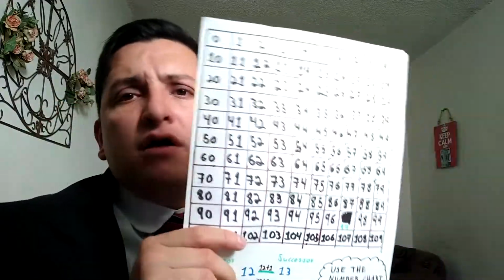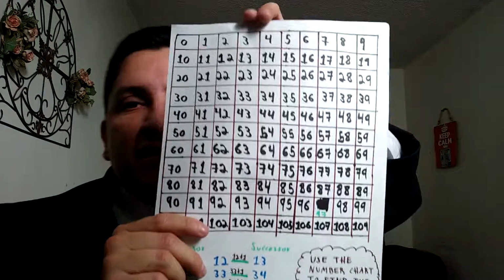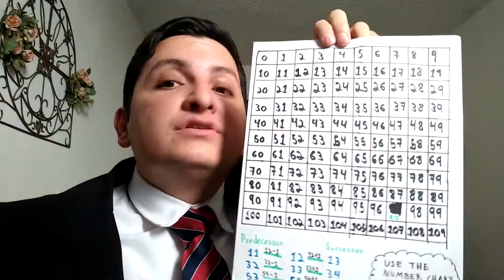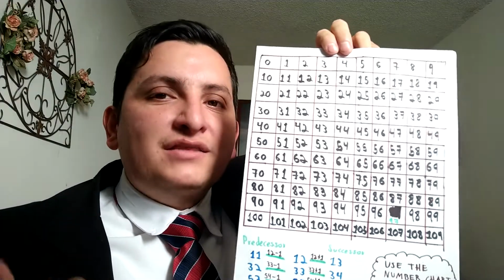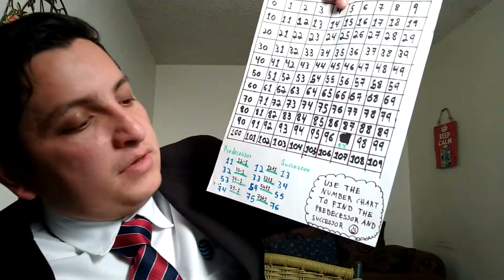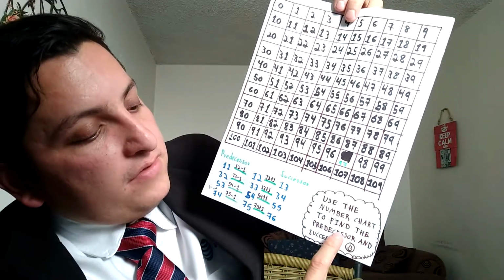Try to do it on your own. Check out right here in this number chart and find the predecessor or the successor of your favorite number. It's going to help you to practice a little bit more about this topic. Remember, for this activity, use the number chart to find the predecessor and successor. I am pretty sure that you will be able to do it very soon.